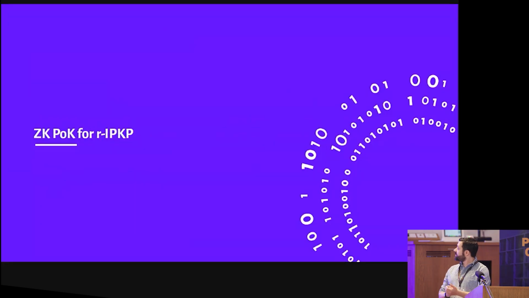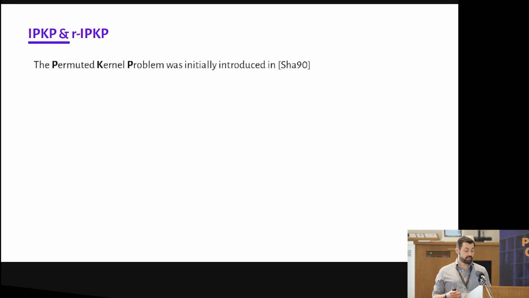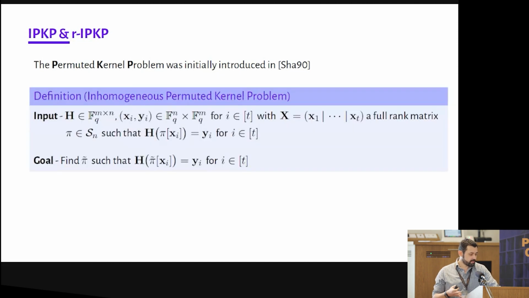Okay, so let's now jump to what really makes the core of PERK, namely our proof of knowledge for the RIPKP problem. So let's start by discussing the actual underlying problems we are using. We are using the PKP problem here, which was initially introduced by Shamir. And we can state it as the following.